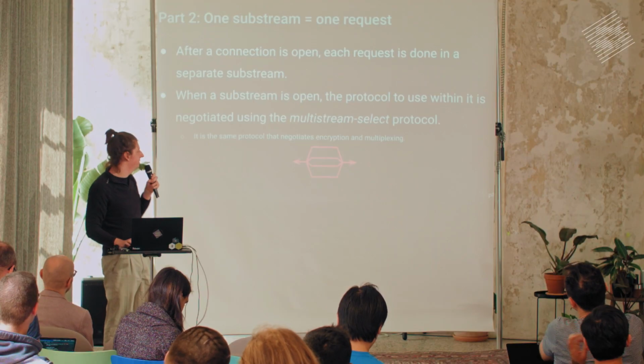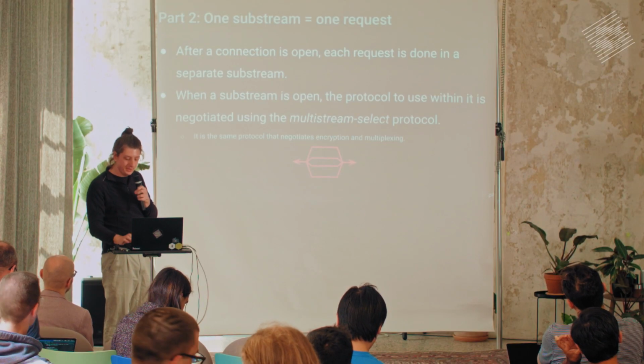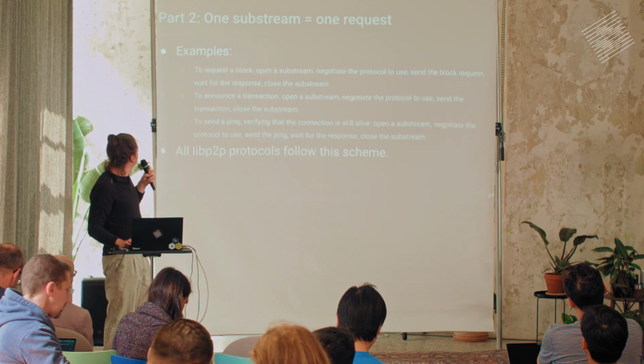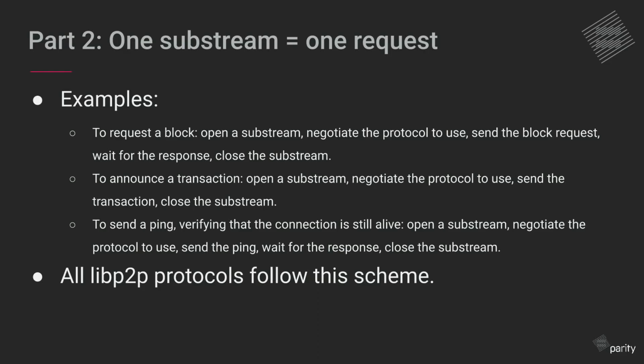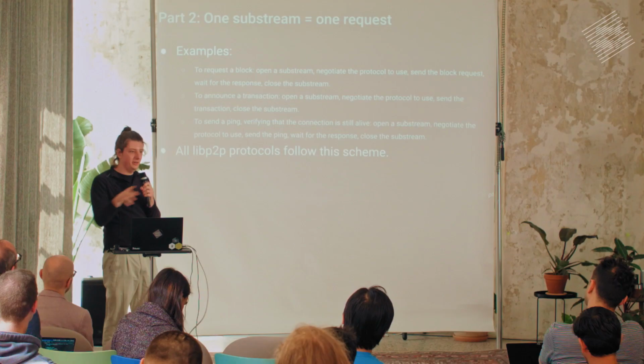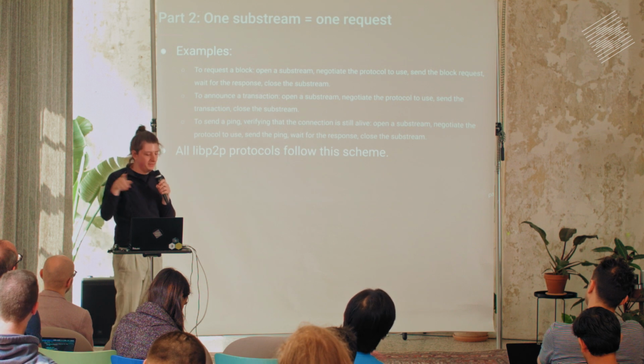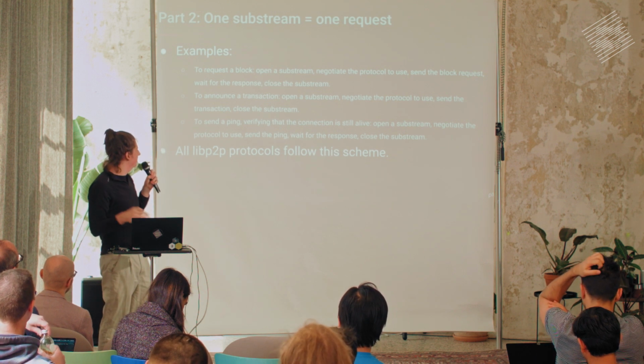And once you open a substream, you negotiate which protocol to use in this substream, in particular using the multistream select protocol, which is the same as we used before for encryption, and to negotiate the multiplexing. Example, if you want to request a block from another node, you open a substream, you say, hey, I want to use this protocol name, sub for Substrate, dot for Polkadot, or whatever you want. You send the request, you wait for the answer, you close the substream.